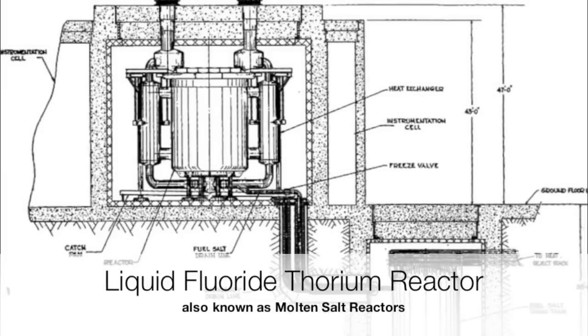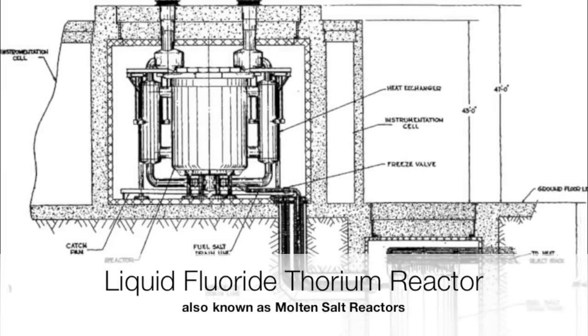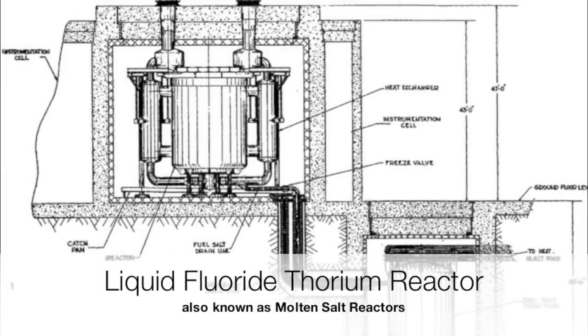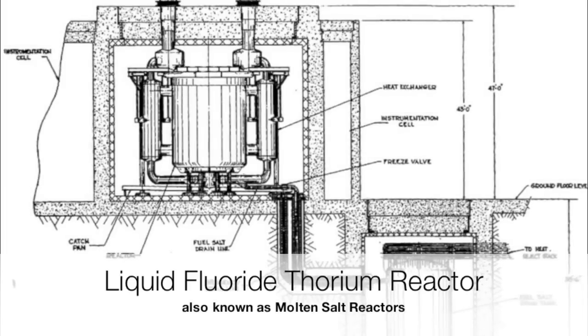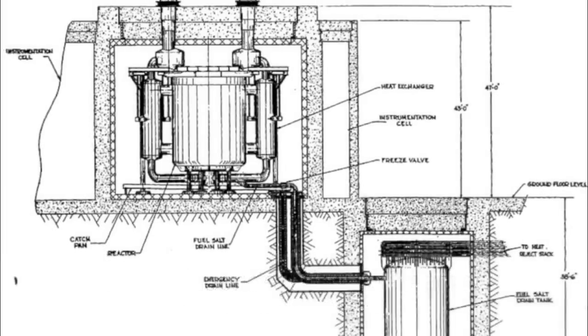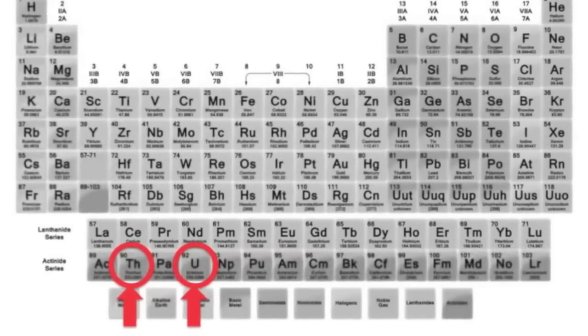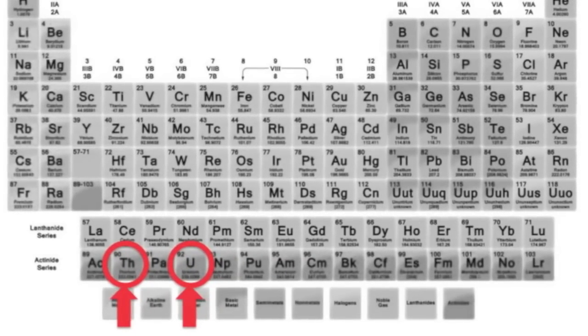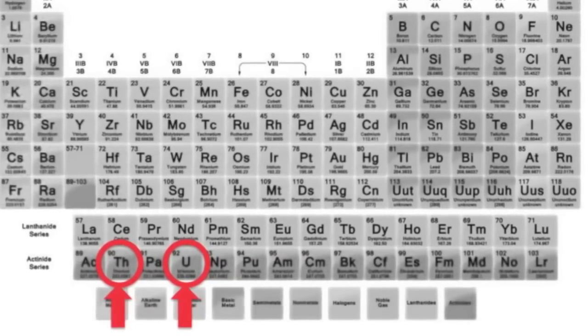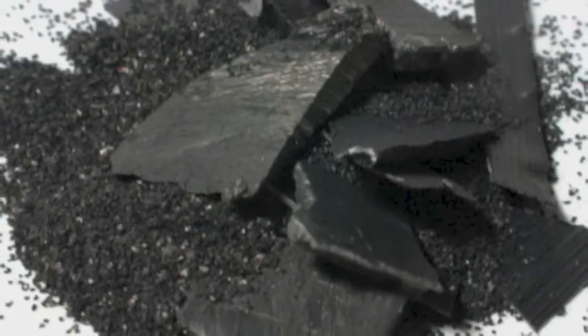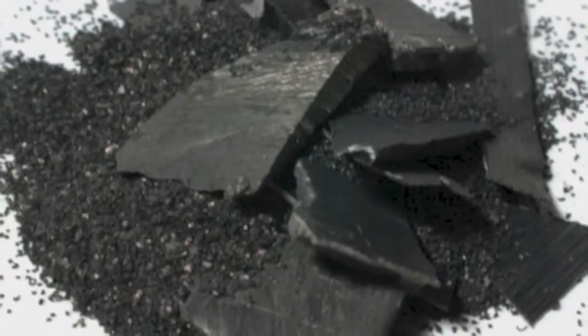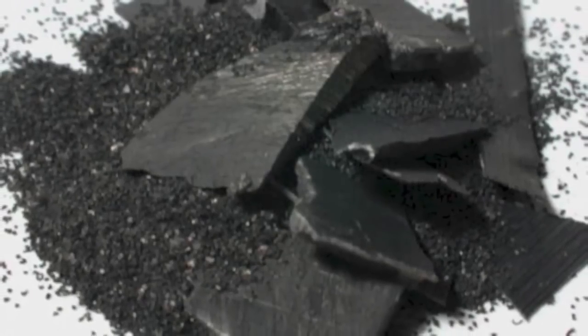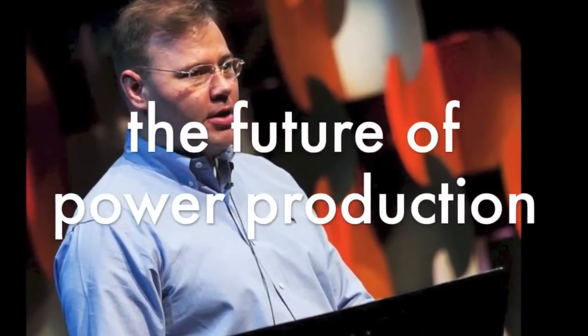In the second part of this video, we will discuss liquid fluoride thorium reactors or molten salt reactors, and then move on to comparing them to nuclear reactors. Thorium is an element that is close to uranium on the periodic table but has 2 fewer protons. Thorium is as common as dirt but has been historically ignored, while uranium has been the preferred element due to economical and political reasons. In recent years, many proponents of thorium reactors have described it as the future of power production.